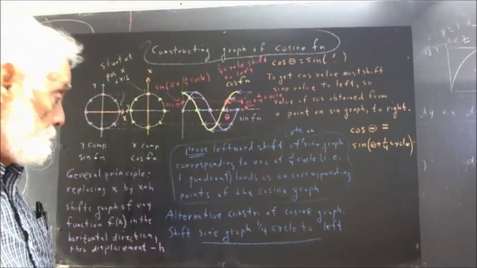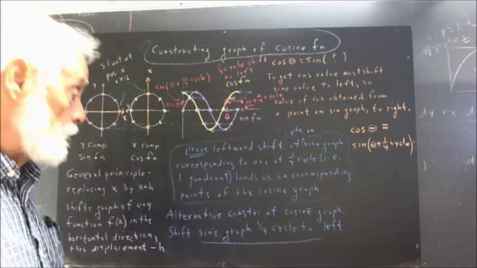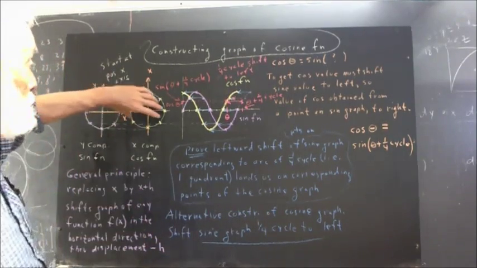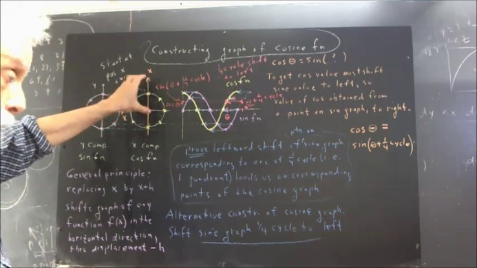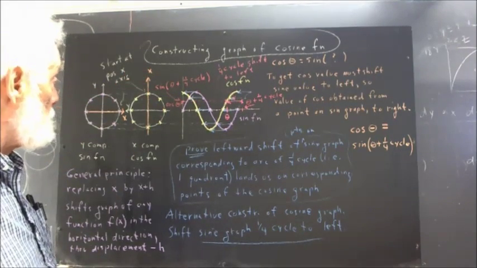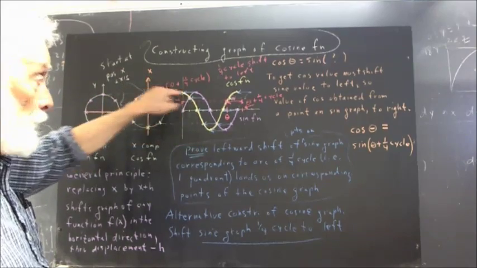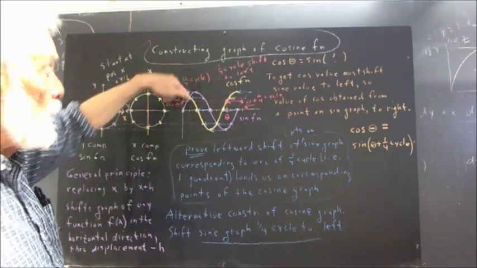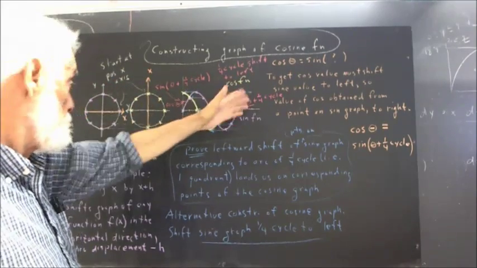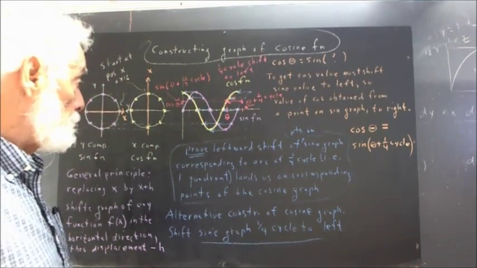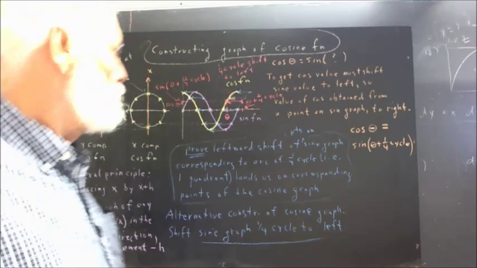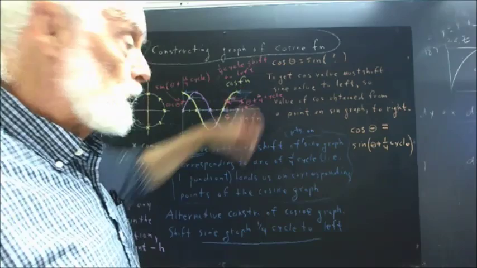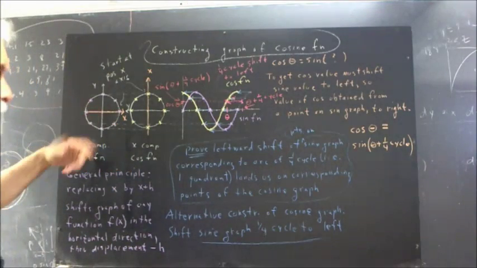Okay, now an alternative construction of the cosine graph then. We don't have to shift this reference circle 90 degrees and construct the graph of the cosine function. We construct the graph of the cosine function just from the graph of the sine function by this 1/4 cycle shift. Now, in order to do that, we do need to extend the graph of the sine function into another cycle. And that's easy to understand.